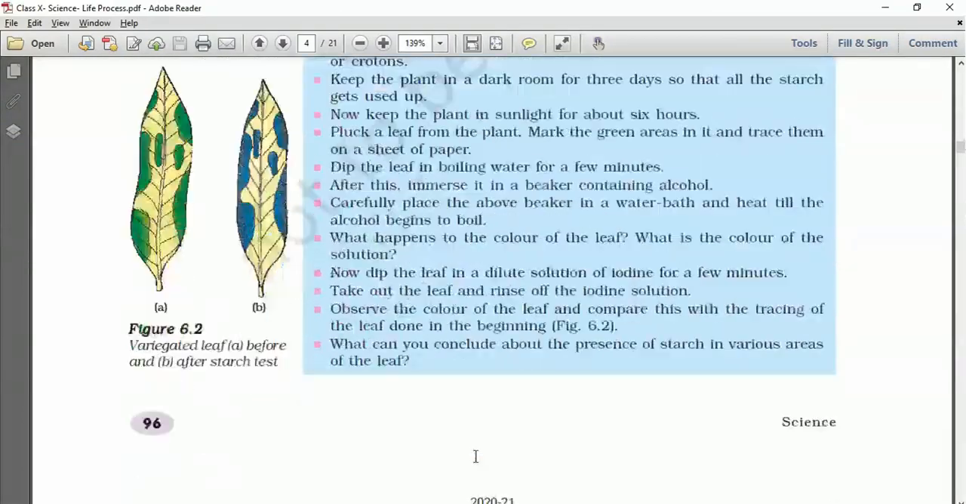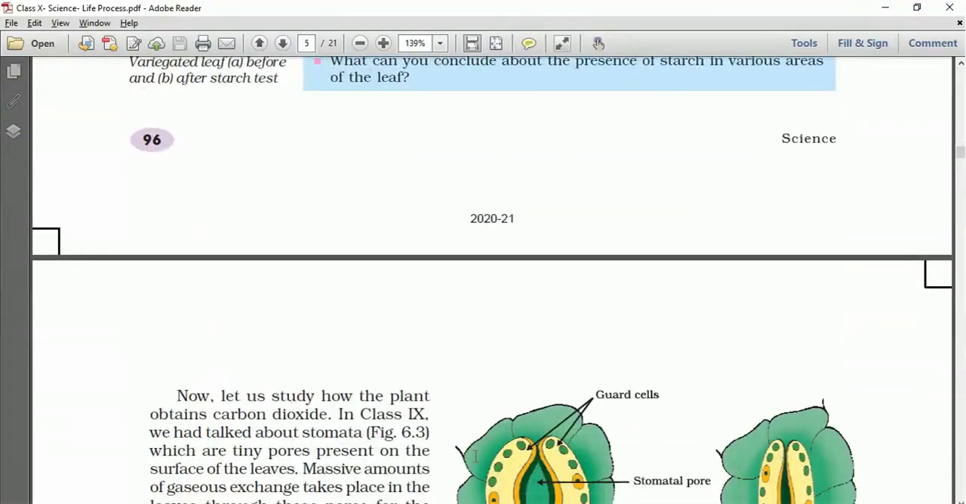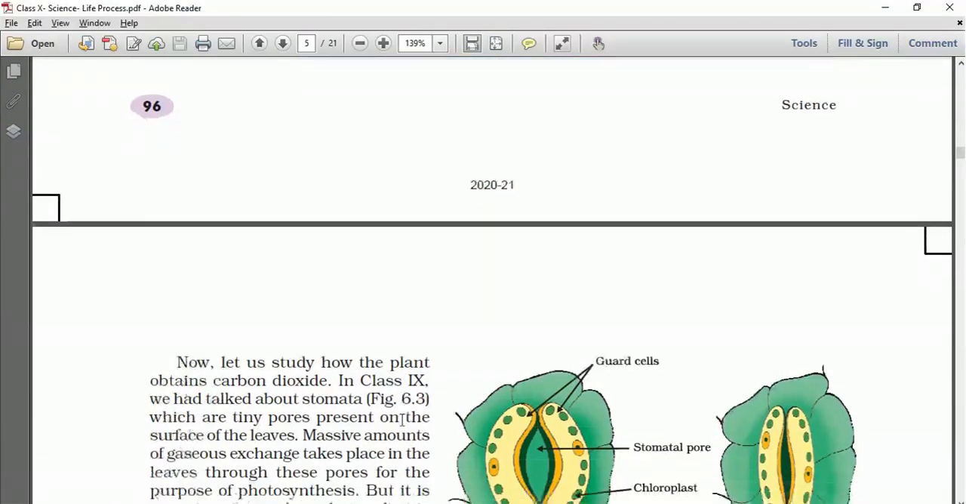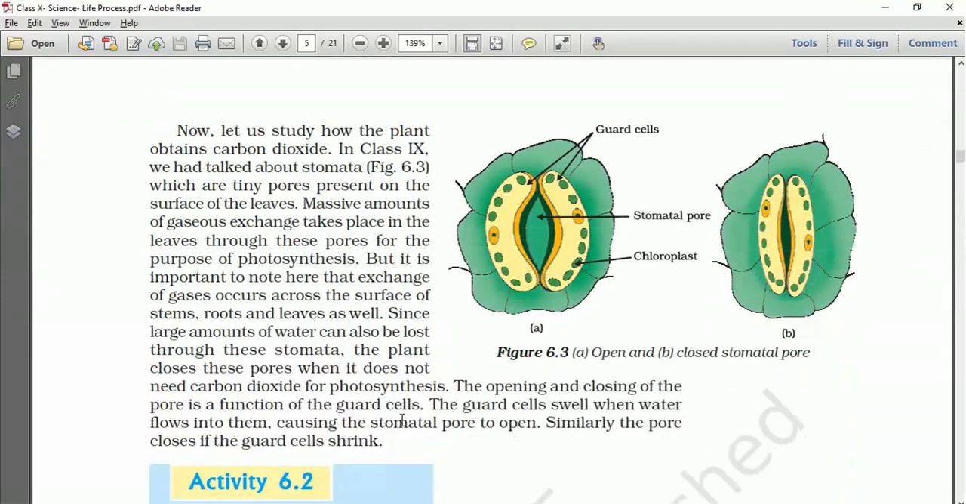And then what is the function of the guard cells? How does the exchange of gases take place? Let's study how the plant obtains carbon dioxide. We have already talked about this. The tiny pores present on the surface of the leaves, known as stomata, are opened or closed by guard cells depending on the presence of water, their sensitivity to water, and then the exchange of gases takes place.